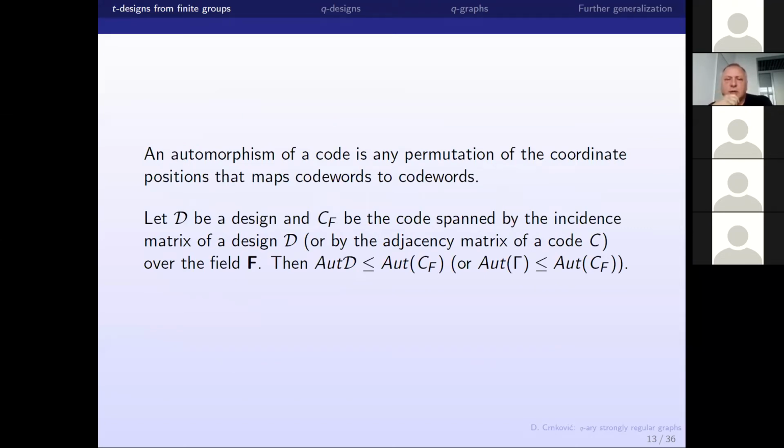An automorphism of a code is any permutation of coordinate positions that maps codeword to codeword. And what is important here is that if we take the incidence matrix of a design or the adjacency matrix of a graph, and then we span a code, the automorphism group of the design or graph will be a subgroup of the automorphism group of the code. So in that way, if we start with a design or a graph with a large automorphism group, then we can construct codes with large automorphism groups.